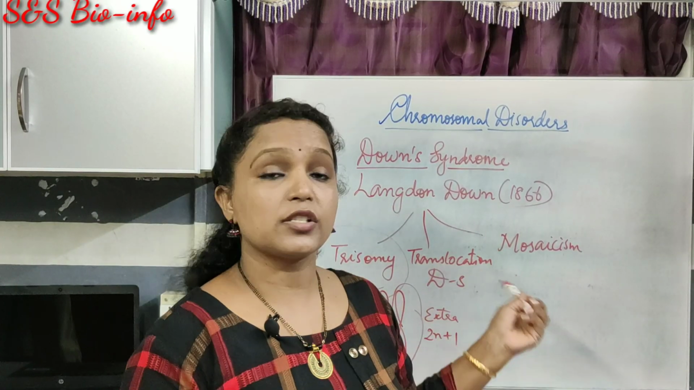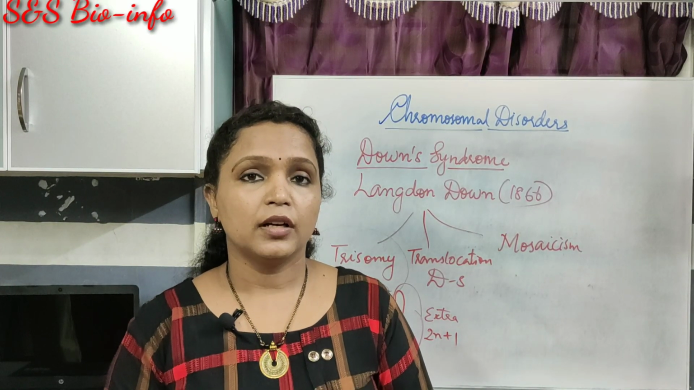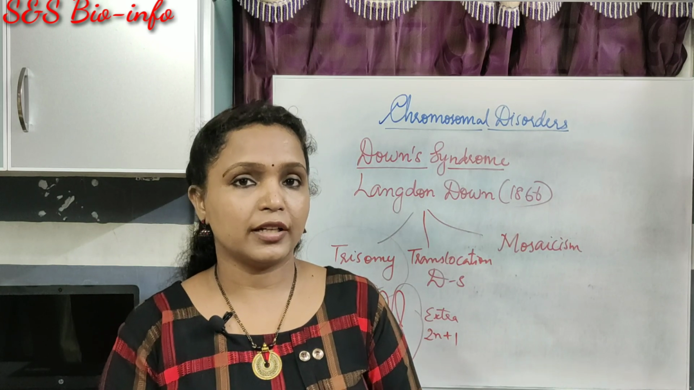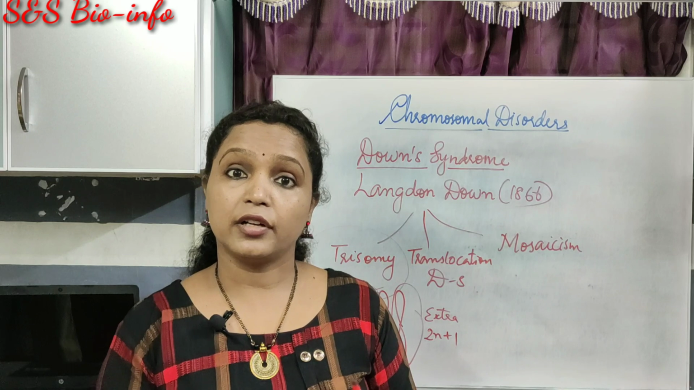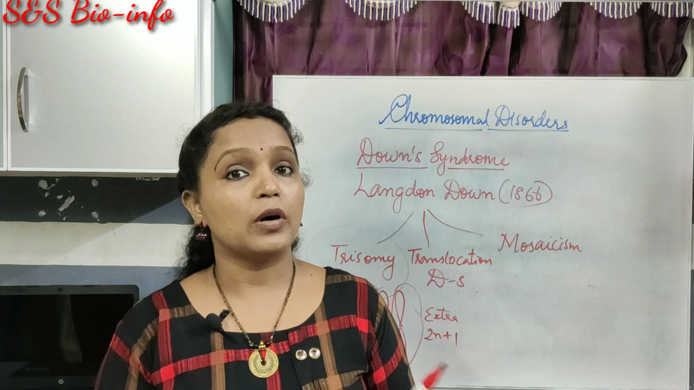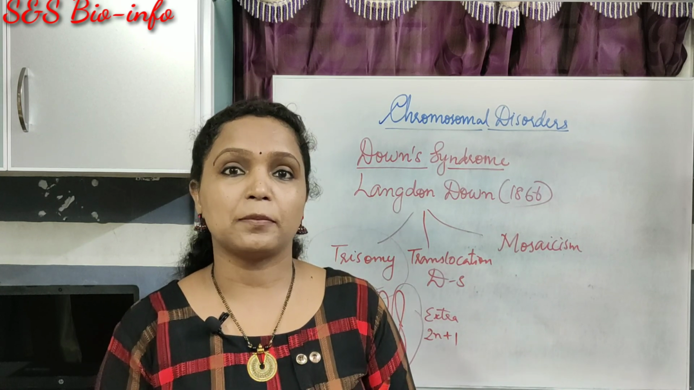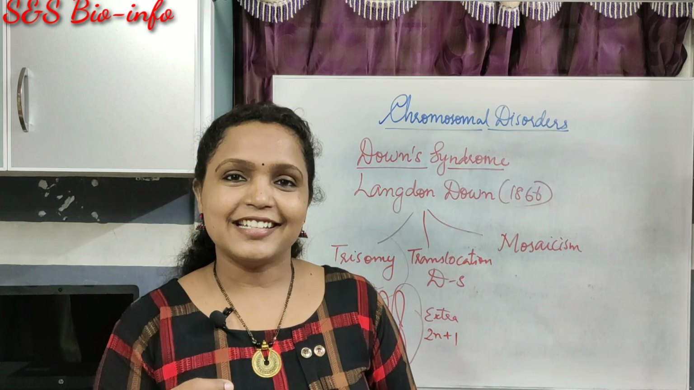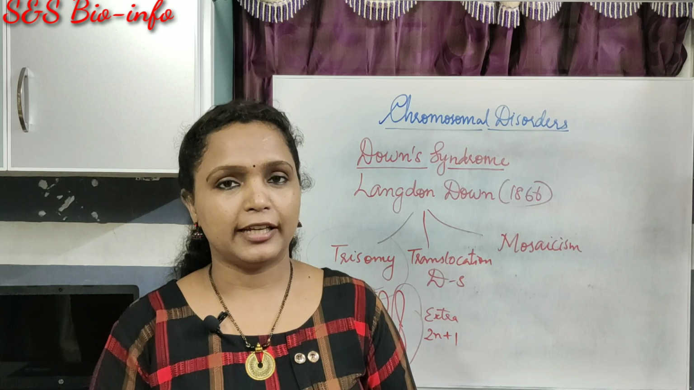In the second type, translocation Down syndrome means the extra part of the chromosome is present, attached and translocated into another chromosome rather than being a separate part of the chromosome number 21. It is very rare among the human population.